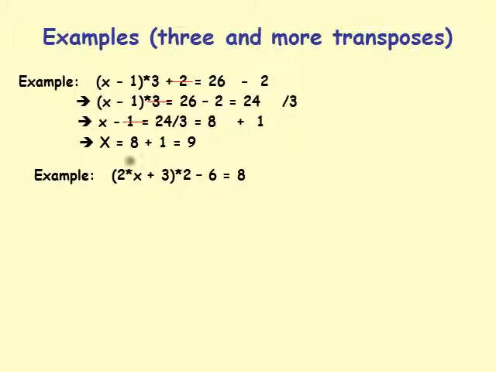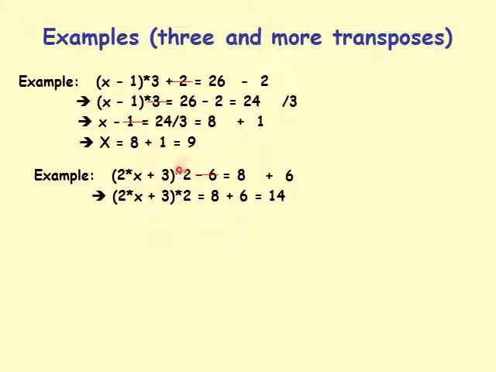Let's do another example here. 2x plus 3, times 2, minus 6 is 8. The last thing we did was subtract 6. We move that subtracted term to the right and it becomes an added term, plus 6. So on the right we have 8 plus 6, which is 14.